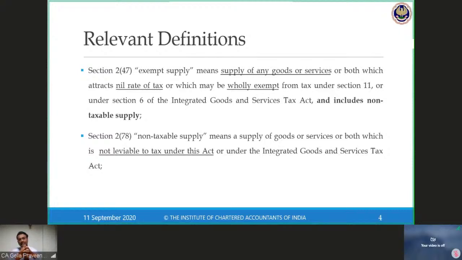Last session we also discussed something called non-taxable supply. What is non-taxable supply? When we read section 9, there is something called excluded from levy. As of now, what is excluded from my levy? Alcoholic liquor for human consumption, petrol and diesel. This is what is excluded from levy, which is called non-taxable supply. So this is one particular definition which is important.